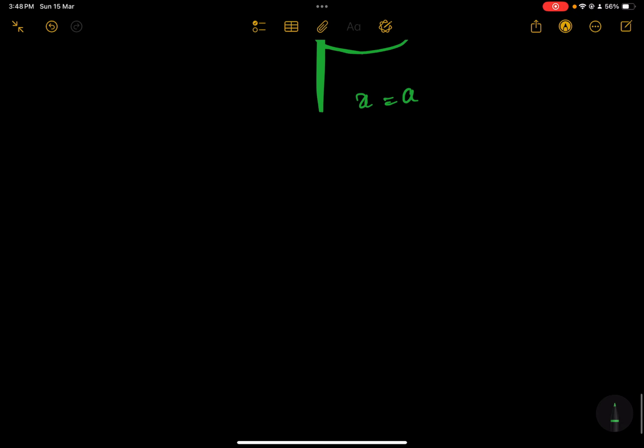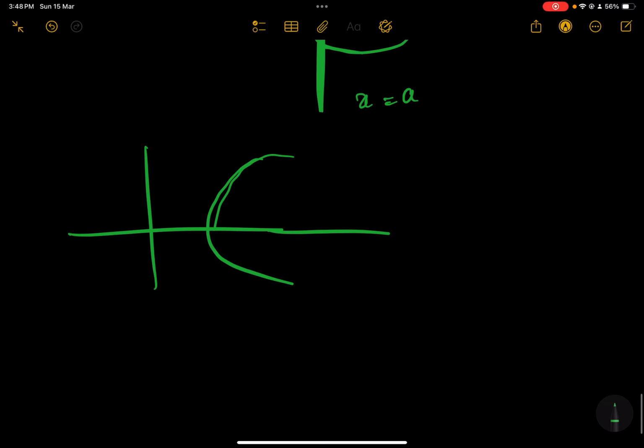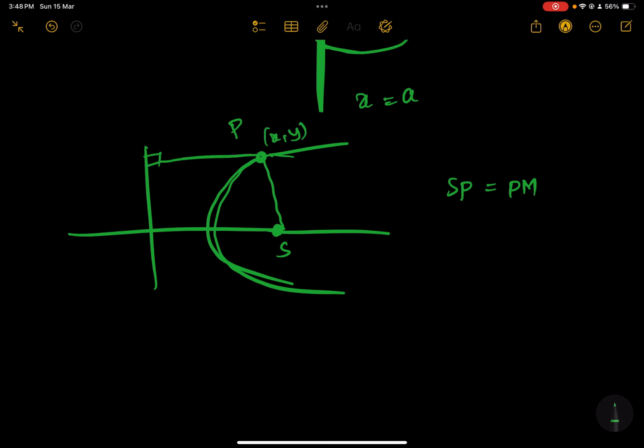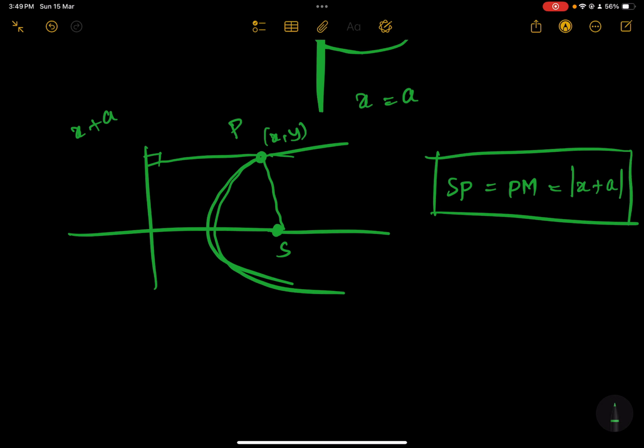And what is the focal distance? What do you mean by focal distance? So, focal distance is simply your SP. What is SP? So, we know SP is equal to PM. Here PM is easy to find out. This is (x, y), and this is x plus a equals 0. Then PM is simply mod of x plus a. So, therefore, this is your focal length.